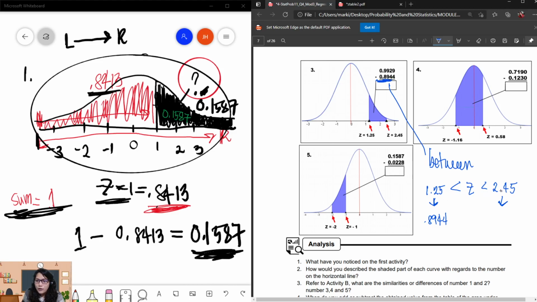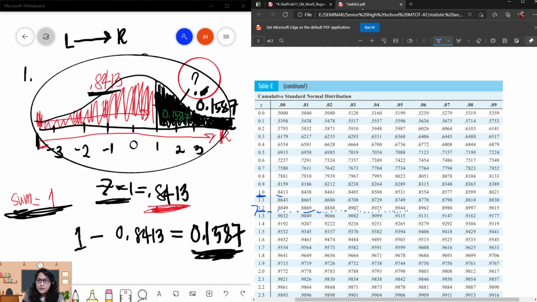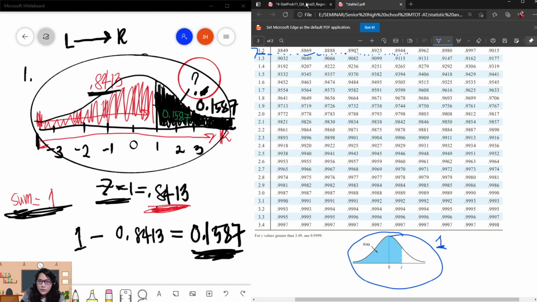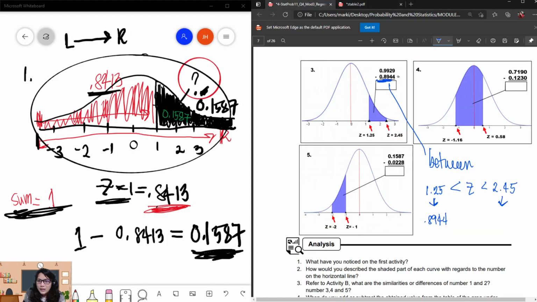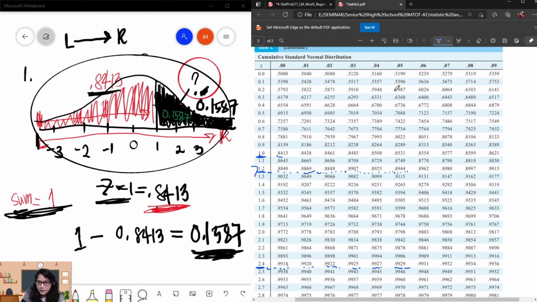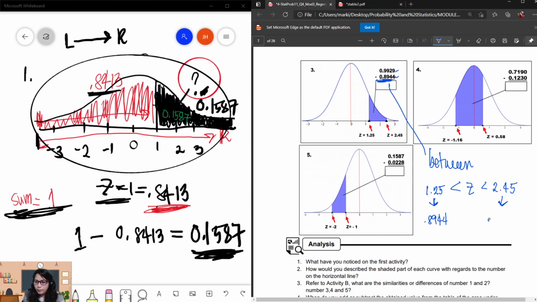Then look for 2.45. Let's not follow the module because it is a shortcut. If I follow that, you will be asking me more. That's why I'm explaining how to get these numbers. So look for positive 2.45. 2.4, this is 0, and this is 5. So the value is 0.9929. Can you get it?